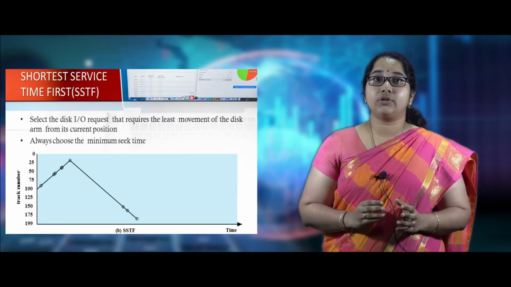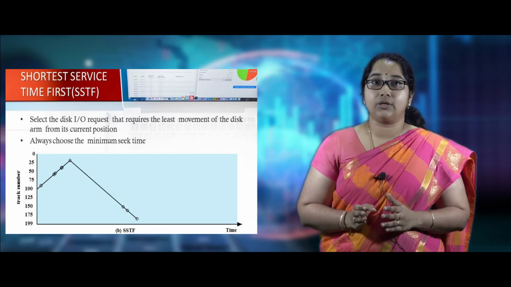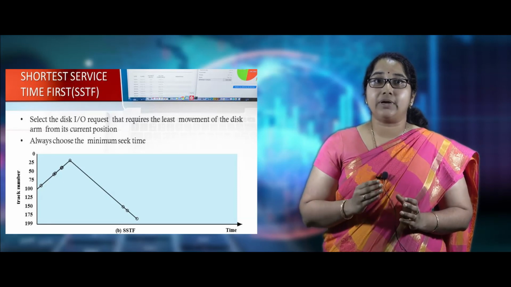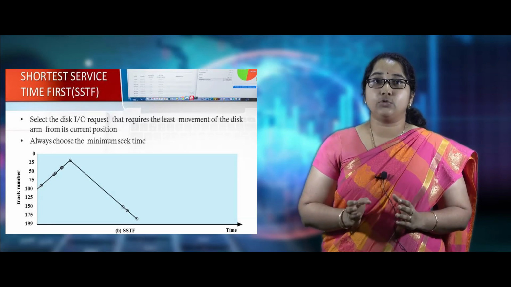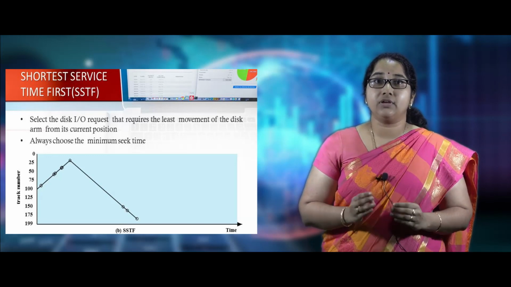Now let us discuss about the next type of scheduling algorithm, which is shortest service time first algorithm or SSTF algorithm. In this case, the IO request which needs minimum movement of the arm of the disk is being chosen first. As a result, minimum seek time is being chosen for the process.